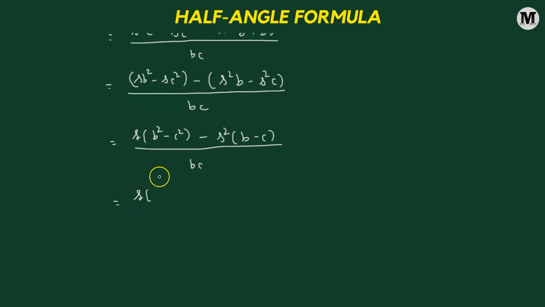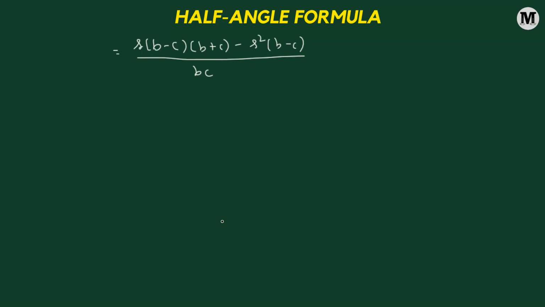Now we have s multiplied to b squared minus c squared. So that's the difference of two squares. This is going to get factorized to give us b minus c times b plus c, minus s squared multiplied to b minus c, whole divided by bc. Now we have two terms in the numerator. Now from each of the two terms, we are going to take s multiplied to b minus c as the common factor. So that means this will get multiplied to b plus c minus s, whole divided by bc.